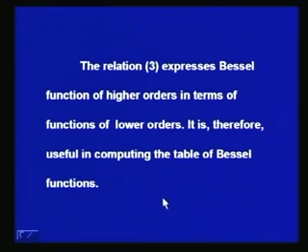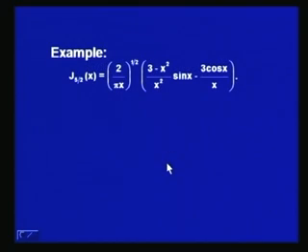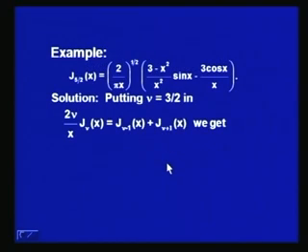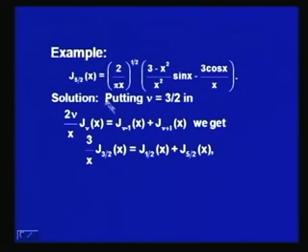This formula is therefore useful in computing the table of Bessel functions. Let us take an example based on this recurrence relation. Let us show that j 5 by 2 x equals 2 over pi x raised to the power half into 3 minus x square over x square into sin x minus 3 cos x over x. So, let us put nu equal to 3 by 2 in the recurrence relation.